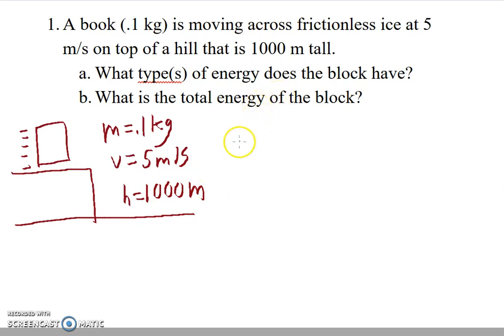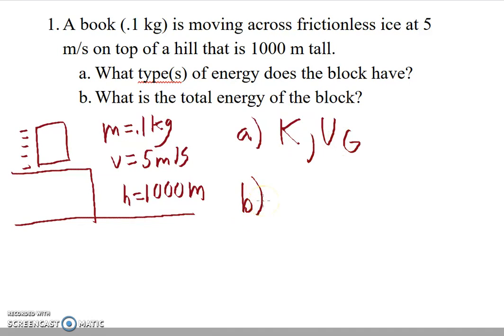That's a good start. Part A is asking what types of energy does the block have? Well, the block is moving and it's raised above the ground. So it's going to have kinetic because it's moving. I'm just going to write uppercase K. And it's going to have UG because it is raised above the ground. So it has kinetic, and it also has some gravitational potential.